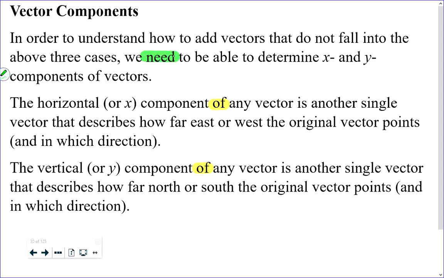A horizontal component of a vector is an east vector or a west vector telling us how much east or west the original vector is. And a vertical component is a single vector telling us how much north or how much south the original vector is.